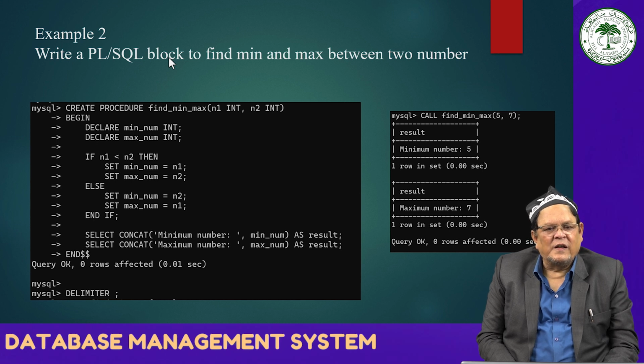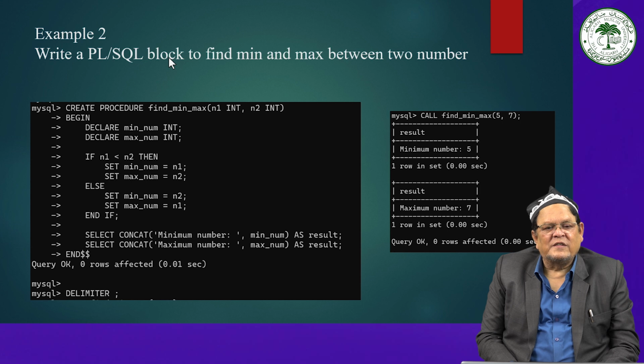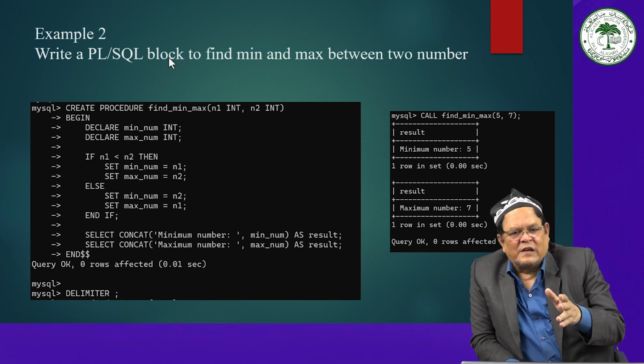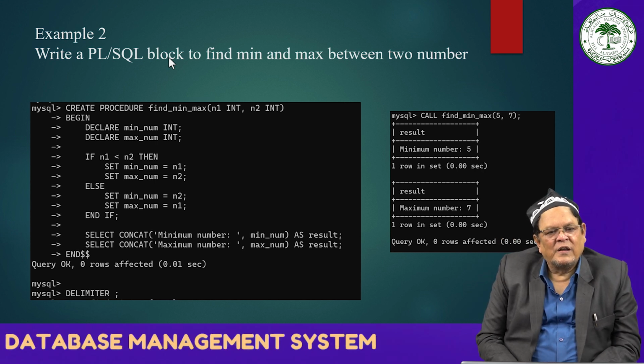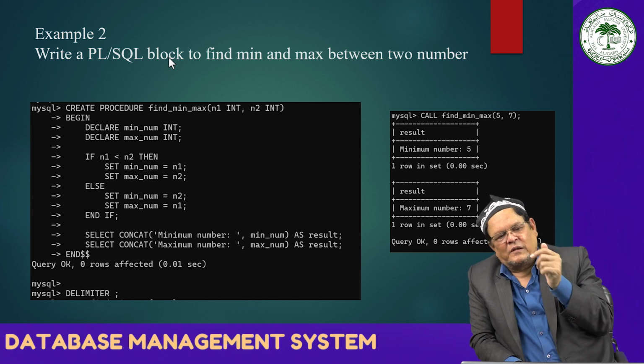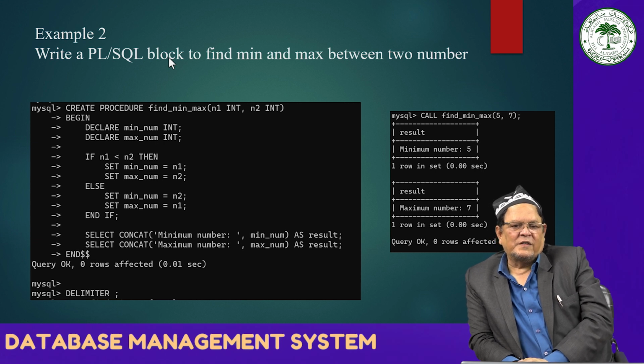Start with begin. Declare minimum number as integer, maximum number also as integer. If n1 is less than n2, then set minimum number equal to n1. Otherwise, if n2 is greater than n1, it means max number is going to become n2. Else, set minimum number equal to n2, set maximum number n1. And as this is a condition, I have end if statement. It will be if, else, end.